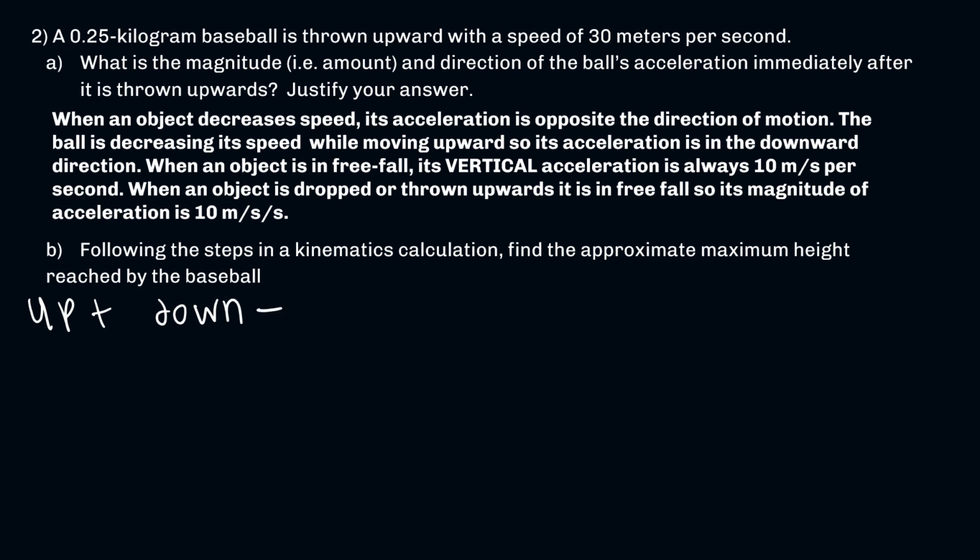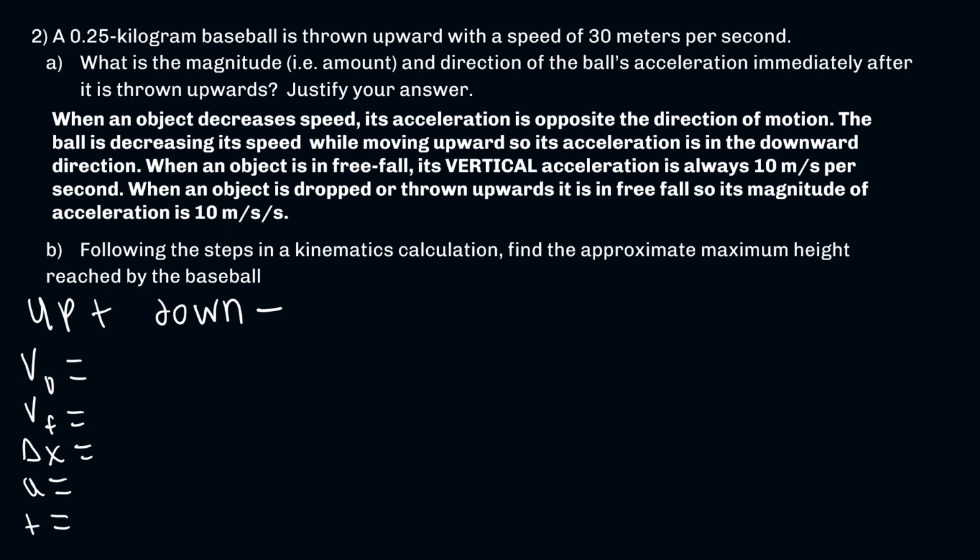So let's write this out here. We have v naught, that is my initial velocity. We have vf, that is my final velocity. We have our displacement, change in x, we have our acceleration a, and my time for the motion t.